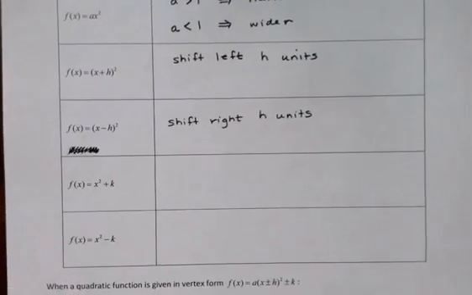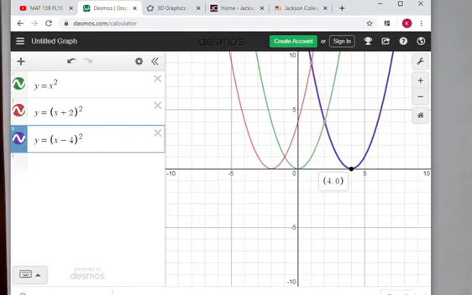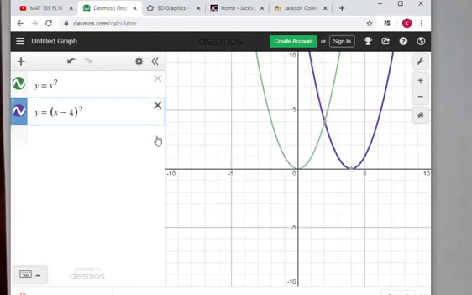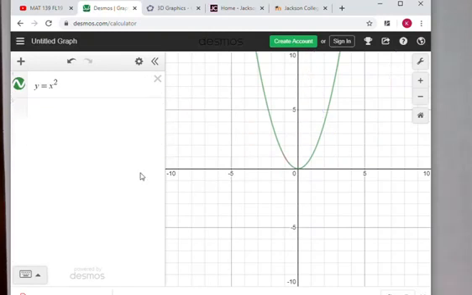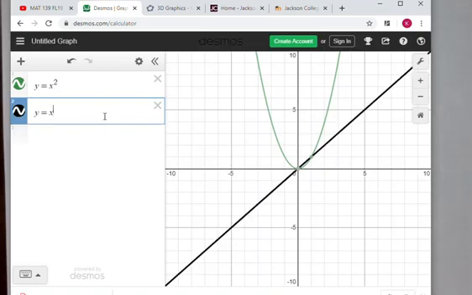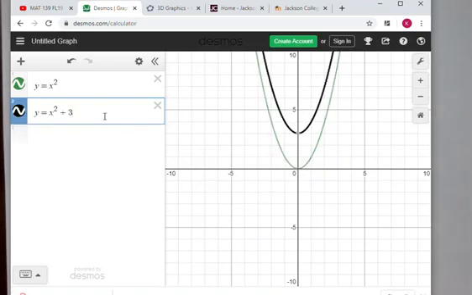All right, the last two things in our little chart here. What if I'm adding or subtracting a value outside of the parentheses? I'm squaring the x first and then adding or subtracting. Let's take a look again at our Desmos graphs. Done with those. And this time, let's try y equals x squared plus 3.